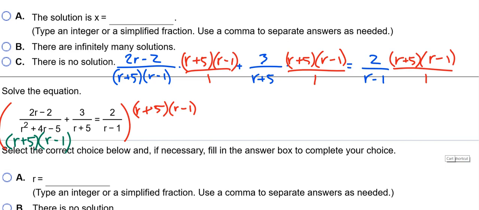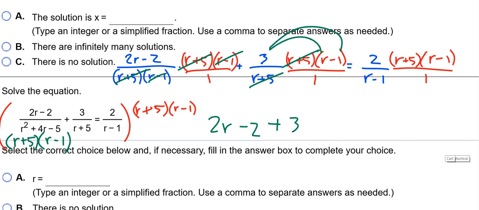So what canceled in the first one? The r plus 5s. Everything canceled, leaving me 2r minus 2. What canceled in the second? The r plus 5s. When I distribute the 3, I get 3r minus 3. What canceled in the last one on the right side of the equal sign? The r minus 1s. 2r plus 10.